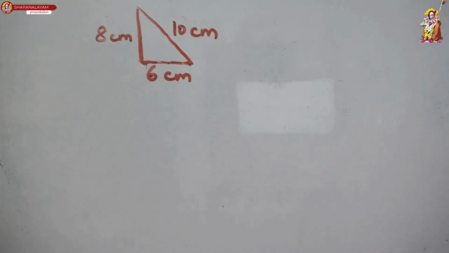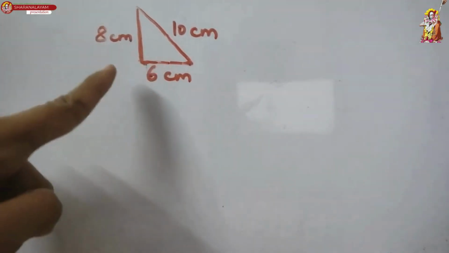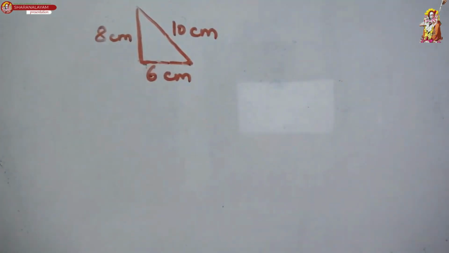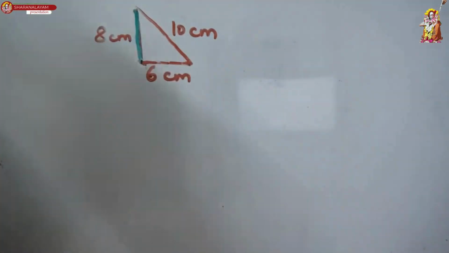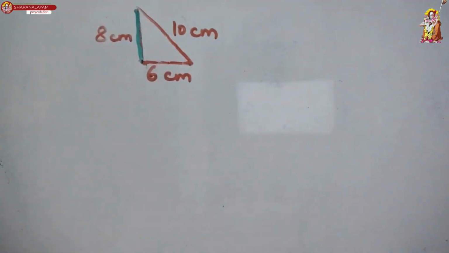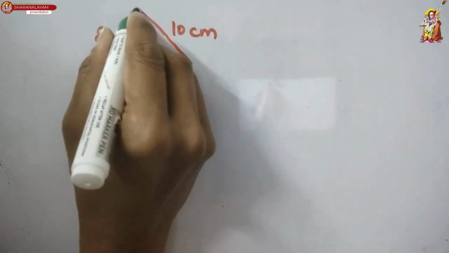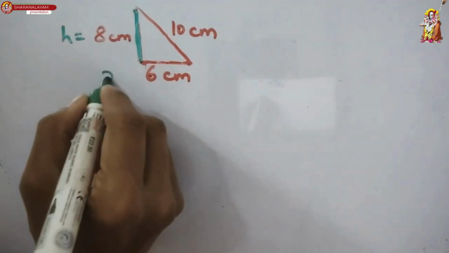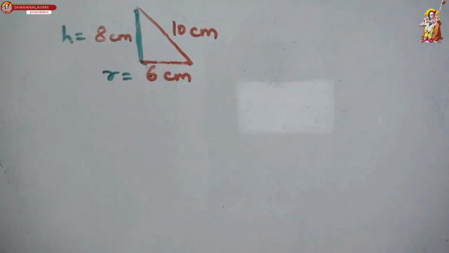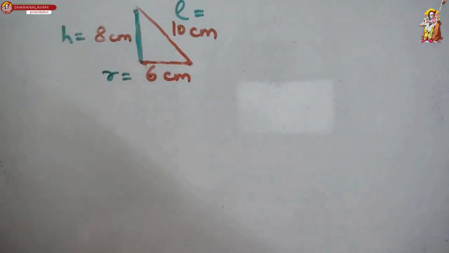Now, when a right triangle with sides 6 centimeters, 8 centimeters and 10 centimeters is revolved about the side 8 centimeters, so it's revolved around this side, that forms a cone. The solid formed is a cone whose height h is 8 centimeters. The radius r equals 6 centimeters and slant height l equals 10 centimeters.